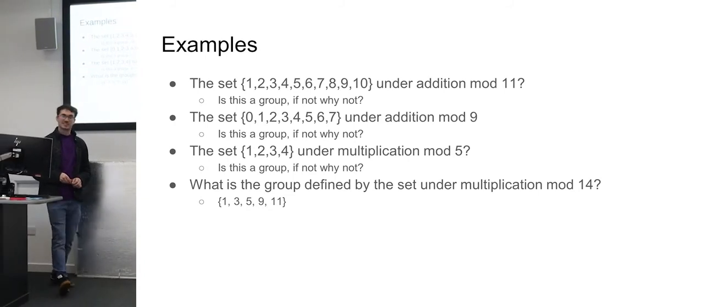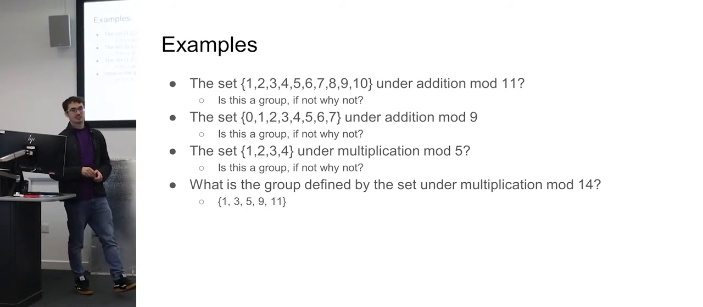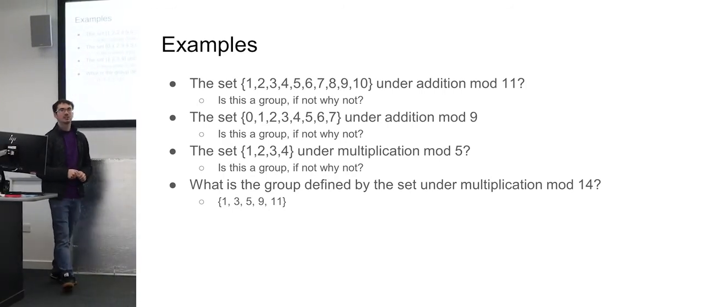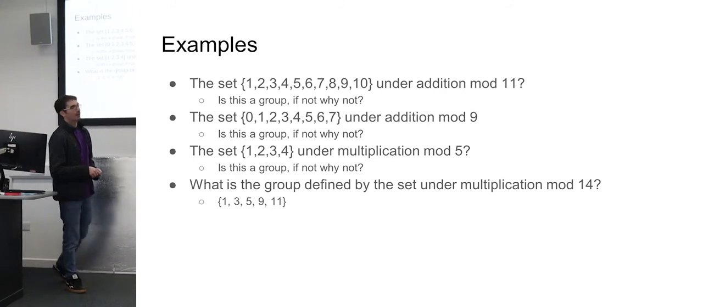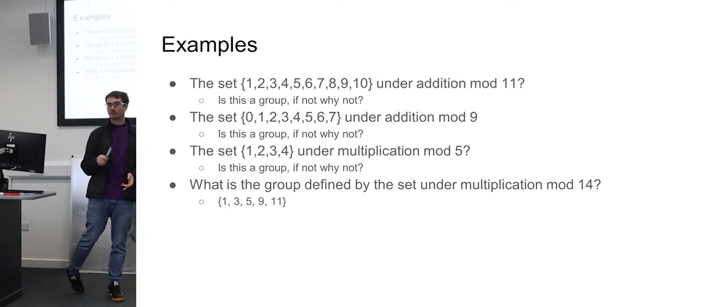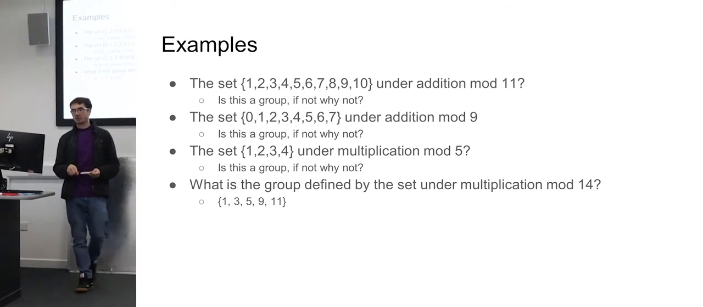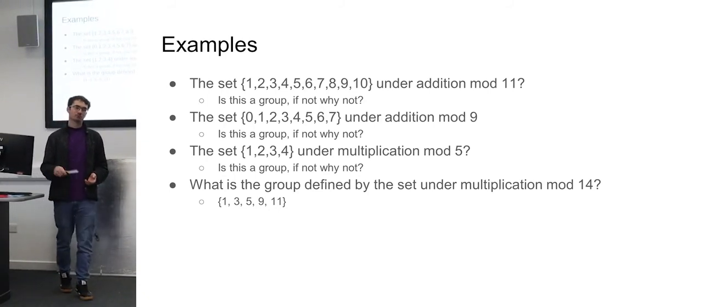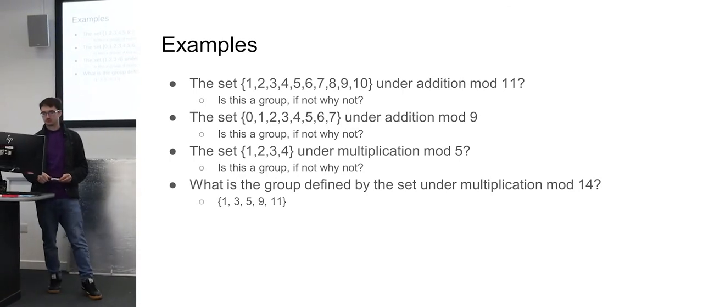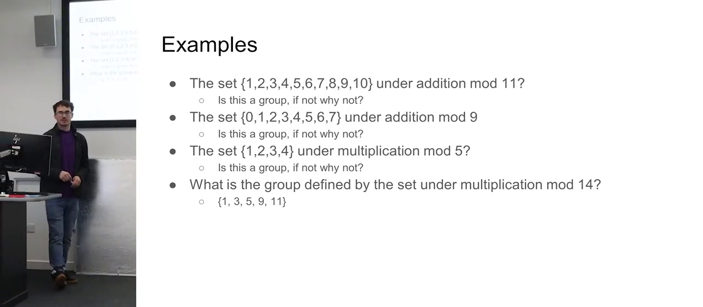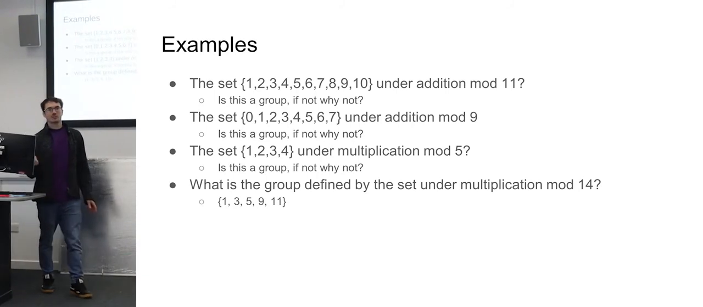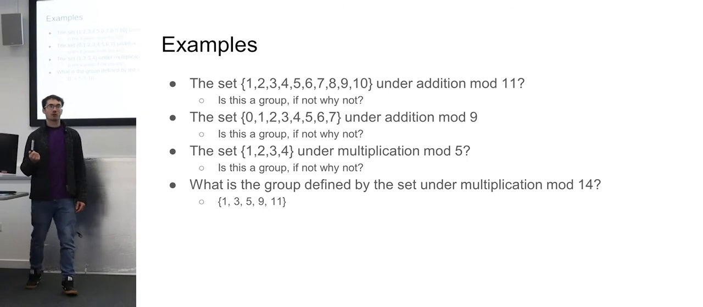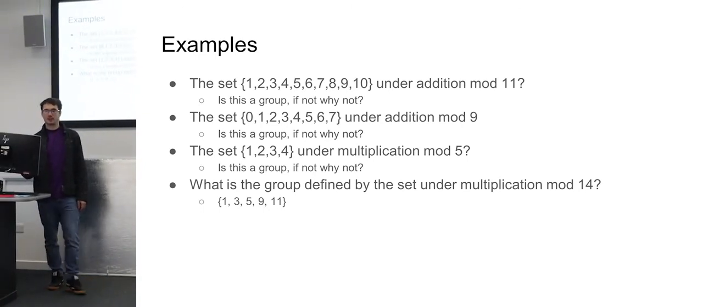So the set of numbers 1 to 7 under mod 9 addition. It doesn't satisfy the property of closure because 1 plus 7 is 8, and 8 is not in the set. And maybe an easy way to check that is, mod 9 addition needs to have 9 elements in the set for it to form closure. The order of the set is 9. And here there's only 8.